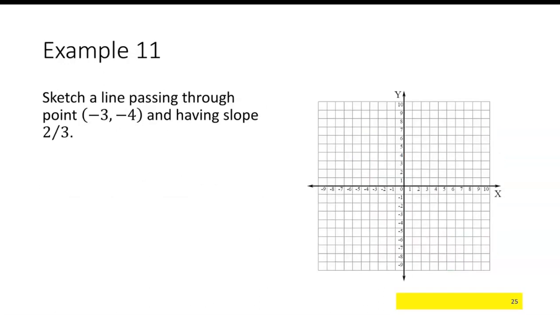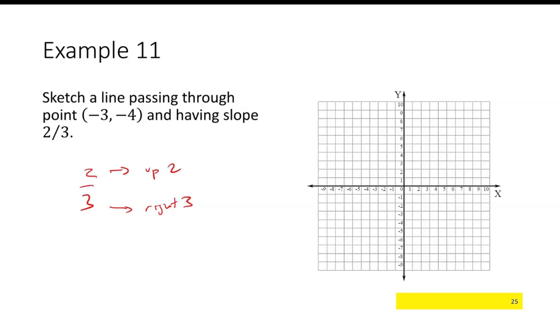And one last question here. Sketch a line passing through the point (-3, -4) and having slope 2/3. So let's interpret that 2/3. The 2 part is in the numerator. That's the rise part. And that's telling me up 2. The 3 is in the run part, and that's telling me to the right 3.